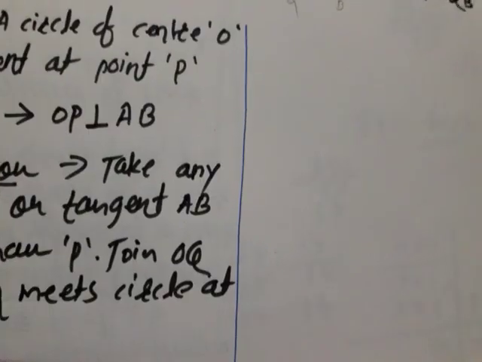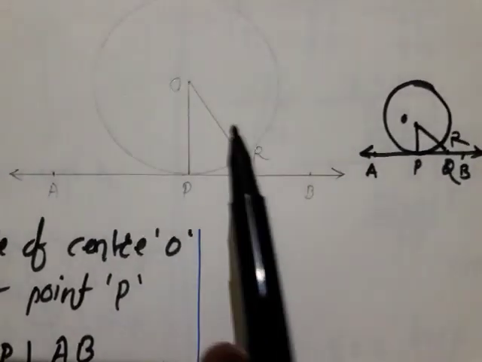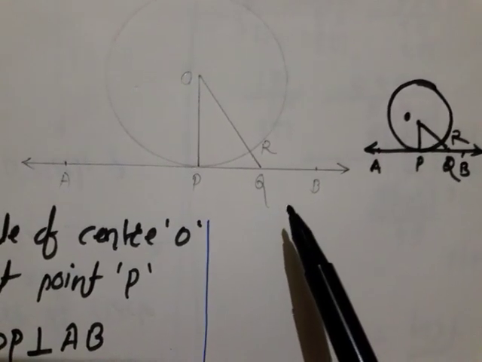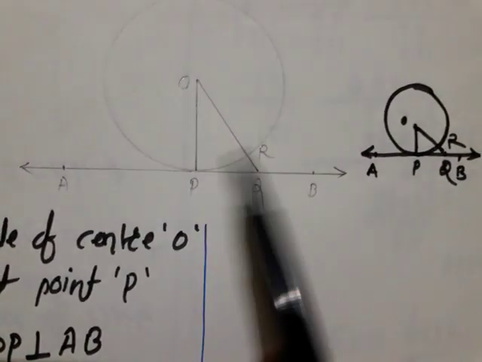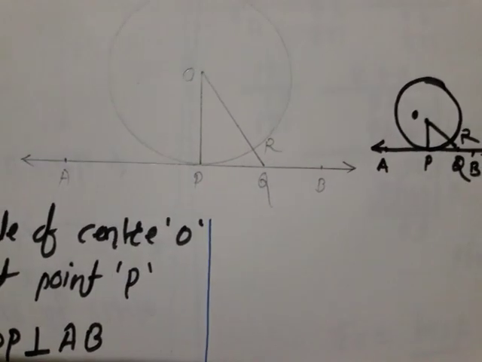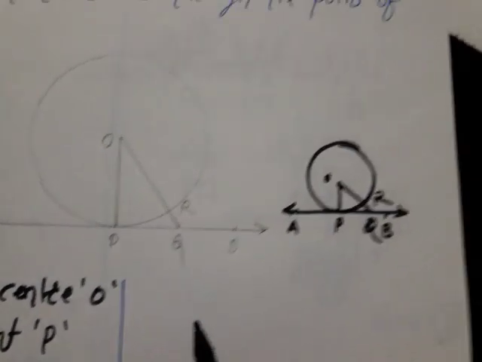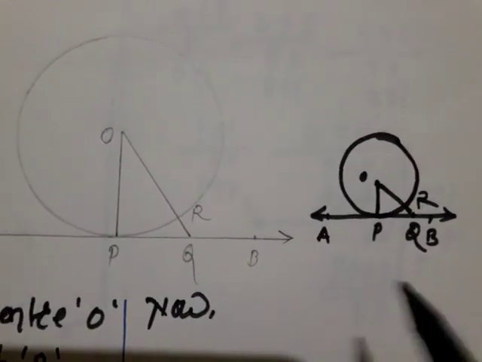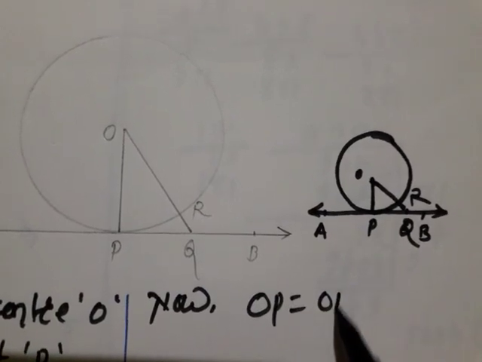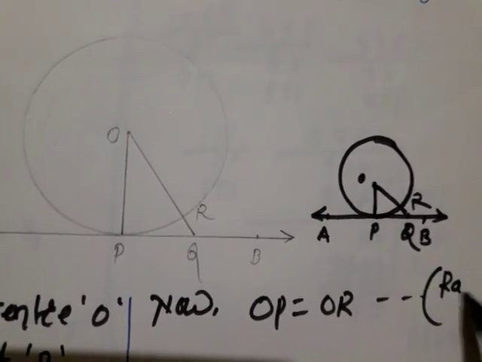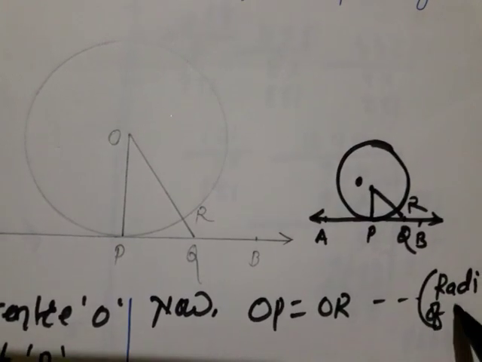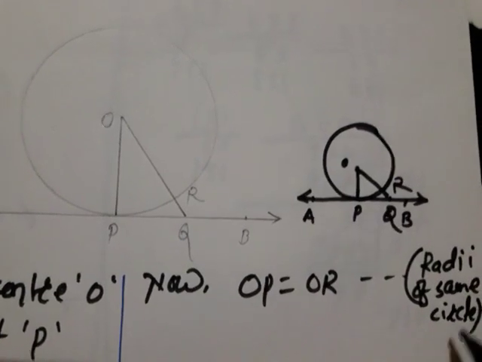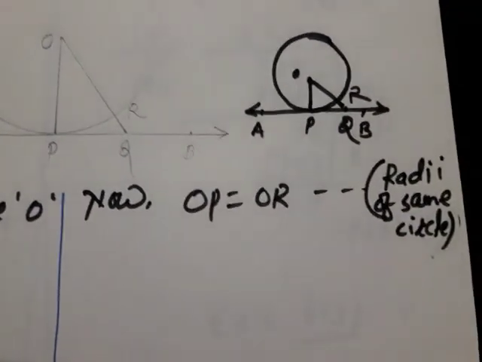Okay, now look at this figure, then you will go down a little. If you observe carefully, then you will come to know that OP and OR are the radii of the same circle. Am I right? That I will write here. Now OP is equal to OR. What is the reason? Radii of the same circle. Got the idea?